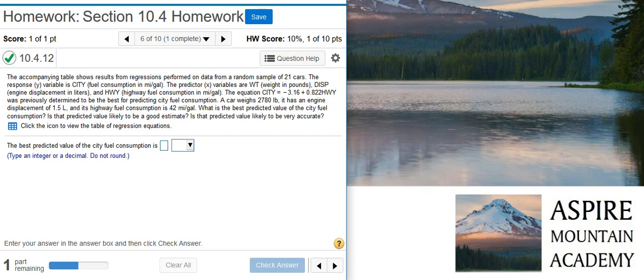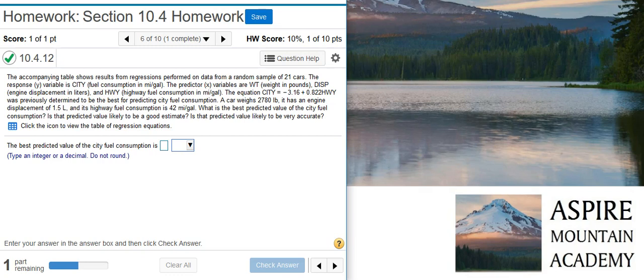Today, we're going to learn how to find the best predicted value using the best multiple regression model. Here's our problem statement. The accompanying table shows results from regressions performed on data from a random sample of 21 cars. The response variable is city fuel consumption in miles per gallon. The predictor or X variables are WT, weight in pounds, DISP, engine displacement in liters, and HWY, highway fuel consumption in miles per gallon.